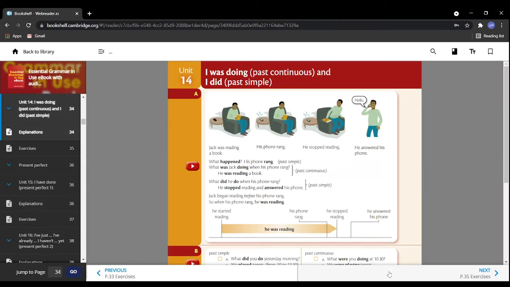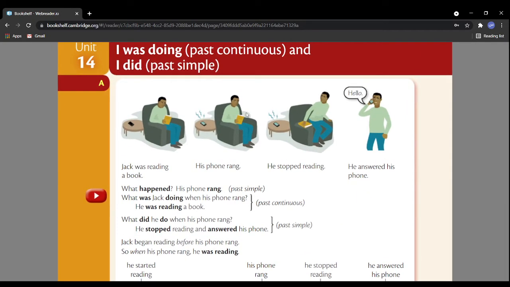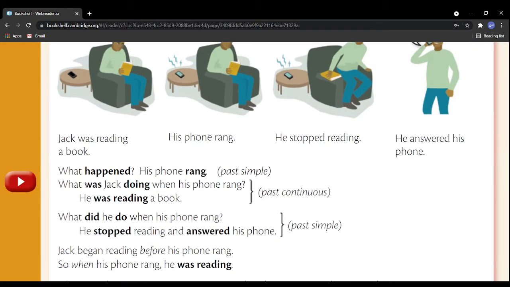So as you see, we have "I was doing", this is the past continuous, and "I did", this is the past simple. Let's see the other examples. We can listen to the audio and see. Let me just make this bigger, zoom in a little bit, and then let's start.